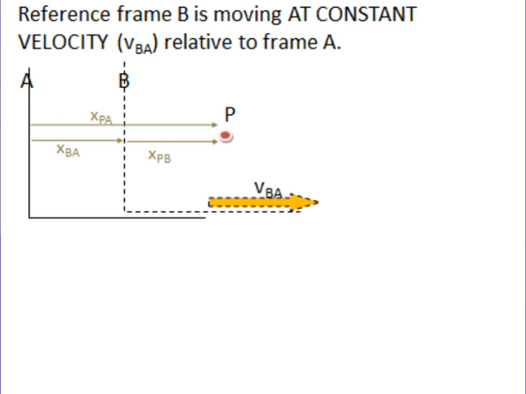But we move on to that which is of greater consequence, and that is doing relative motion problems, dealing with inertial frames of reference.